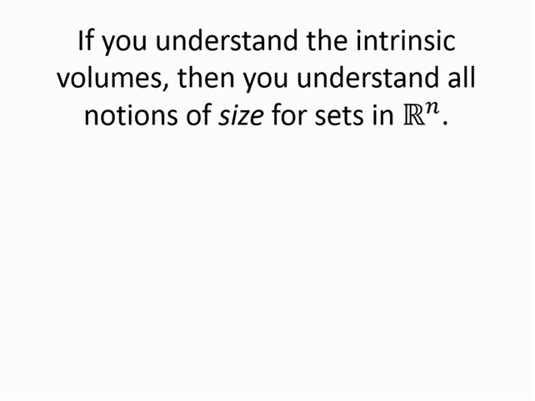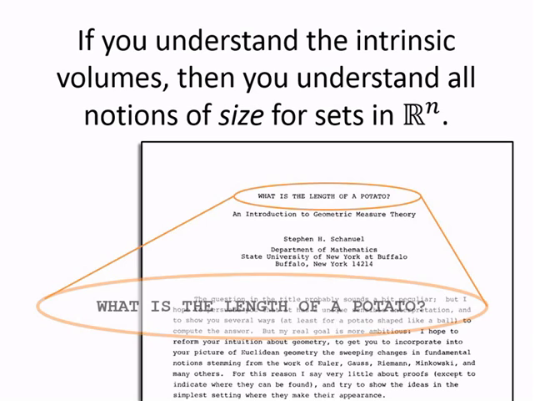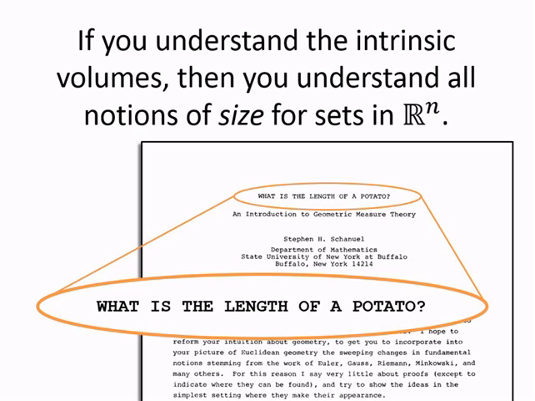The title of this paper is "What is the length of a potato?" Maybe half an hour ago this question would not have made sense. Maybe now it does. The length of a potato is the mu 1 intrinsic volume of the potato. Stephen Chanuel wrote this paper about 30 years ago. It's actually a really nice paper. If you want to know more about the intrinsic volumes, I would highly recommend you find this paper online. It's a really delightful short paper in which he argues that mu 1 is the proper interpretation of length for irregularly shaped objects like potatoes.